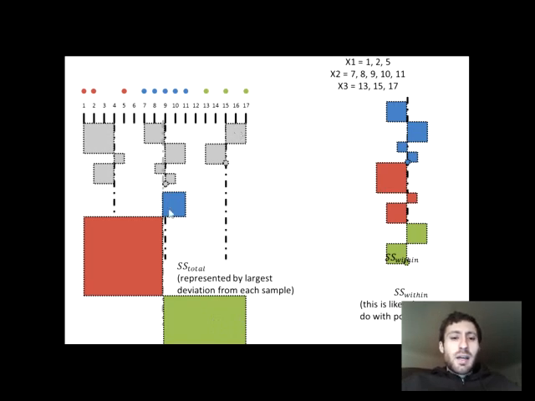Now, again, SS total would consist of more than these three scores. There'd be 11 squares and would continue to go down to the bottom of the page. I'm just representing SS total by the largest deviation from each sample.